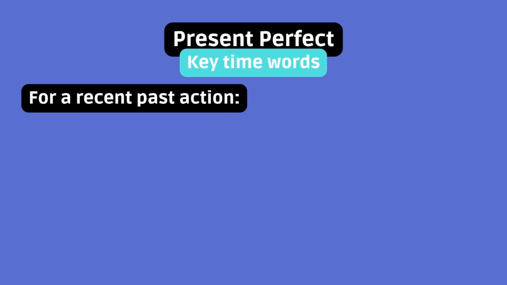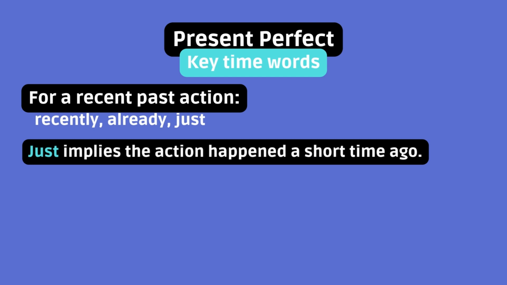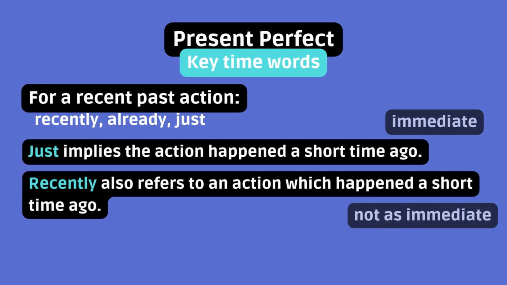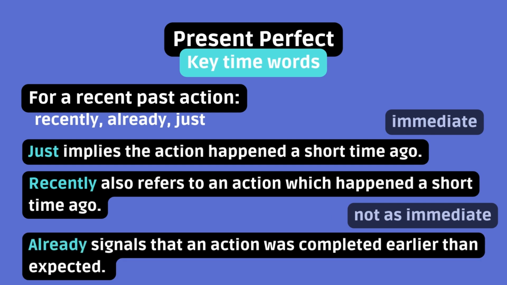For a recent past action, recently, already, just. Please note that these words are usually found between have or has and the past participle. They have similar meanings. Just implies the action happened a short time ago, even immediately before the present. Recently also refers to an action which happened a short time ago, but not as immediate as just. Already signals that an action was completed earlier than expected and not long ago.